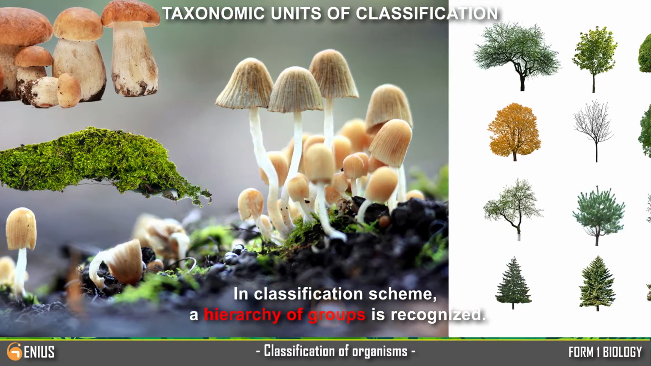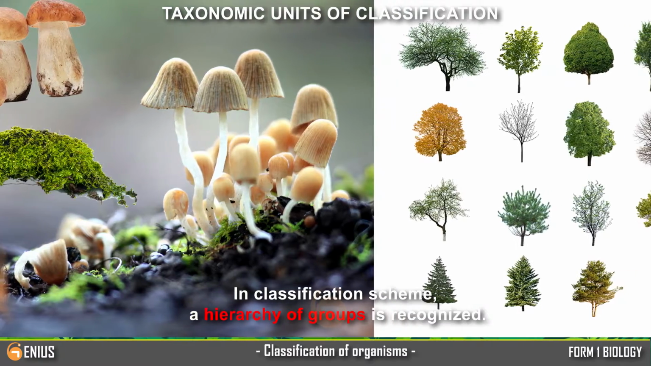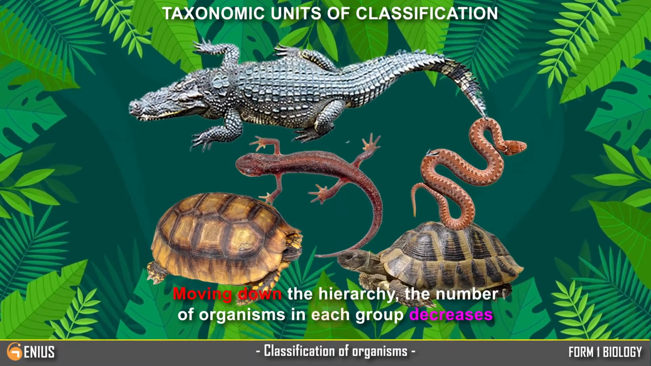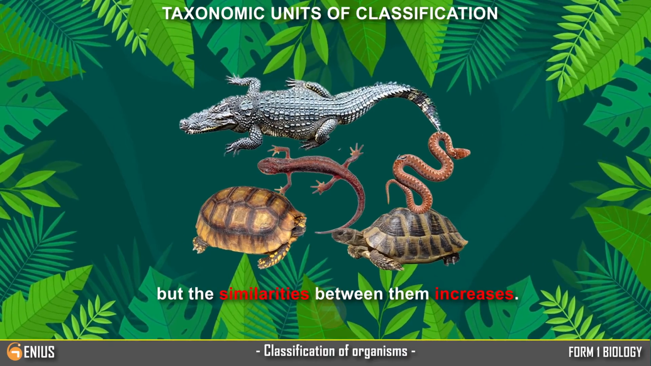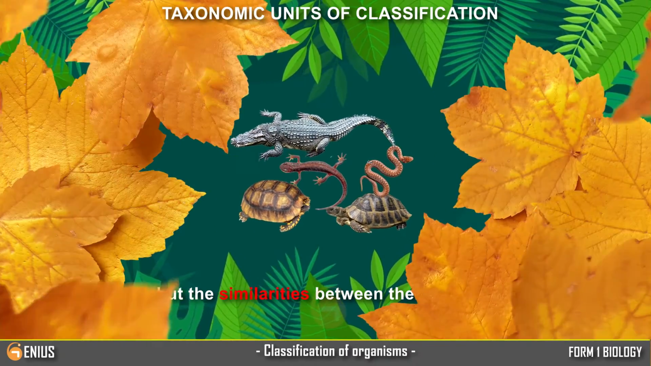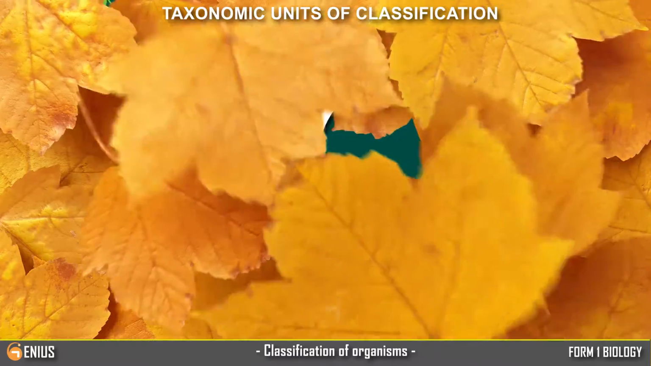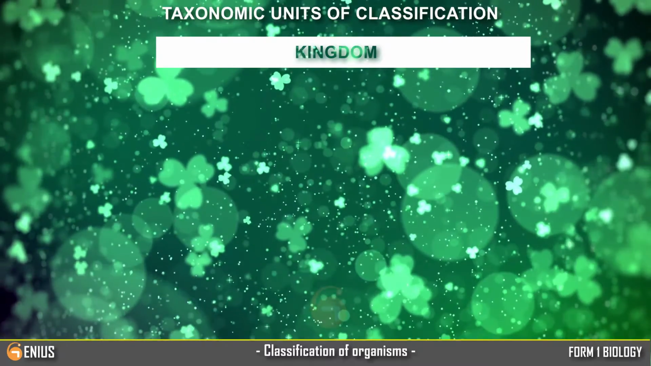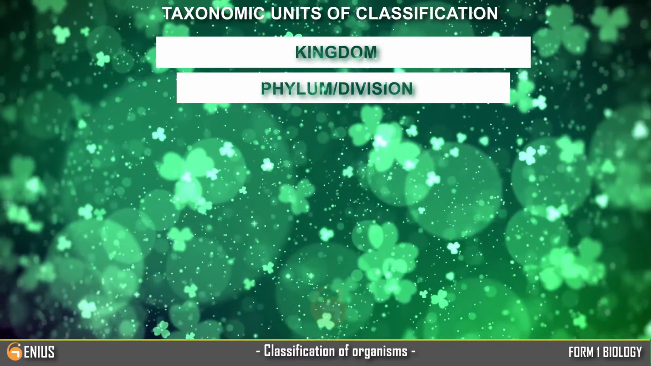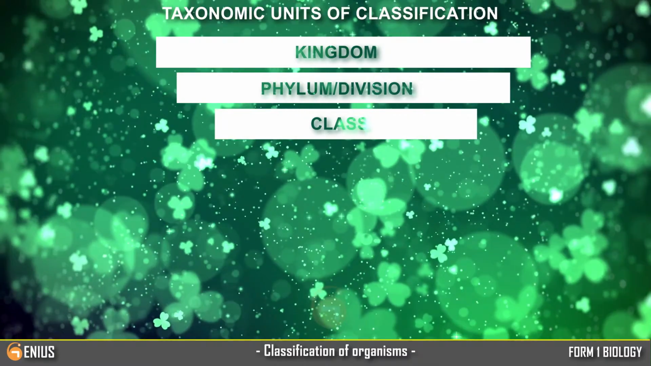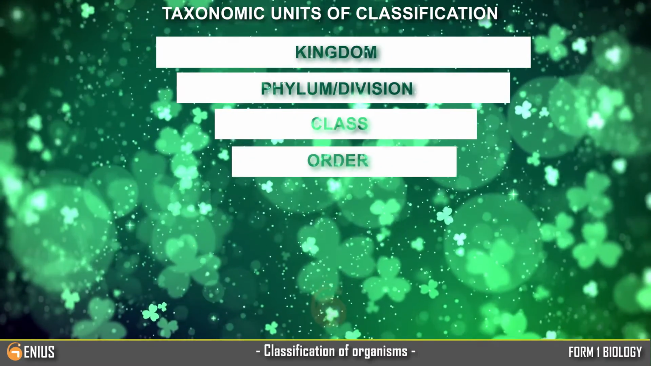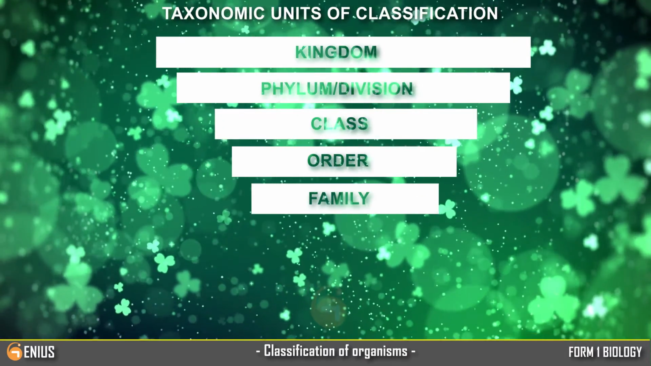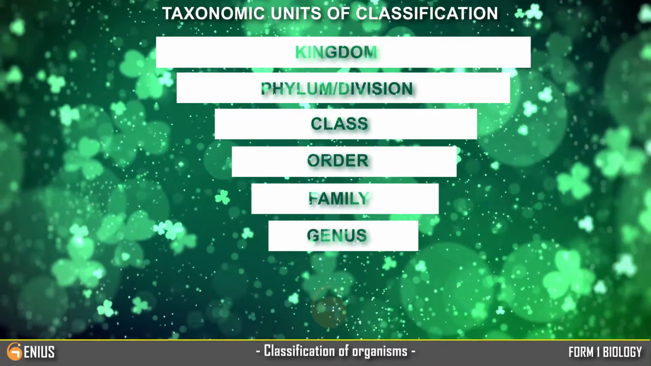In classification scheme, a hierarchy of groups is recognized. Moving down the hierarchy, the number of organisms in each group decreases, but the similarities between them increases. There are 7 major taxonomic units, namely: Kingdom, Phylum or division, Class, Order, Family, Genus, Species.